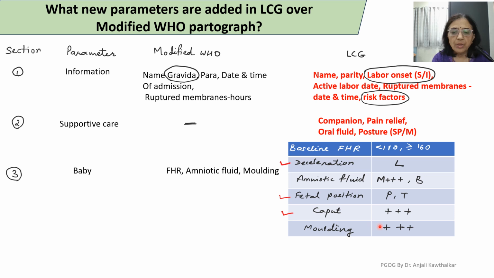And molding 3 plus. As you all know, grade 1 or 1 plus molding is when sutures are approximated. 2 plus molding is when sutures are overlapping, but there is a reducible overlap. And 3 plus molding is when there is an irreducible overlap. So 3 plus molding is considered as an alert. Whereas baseline fetal heart rate less than 110, greater than or equal to 160 is an alert. So each parameter has an alert, that is one change, and there is an addition of 3 new parameters: deceleration, fetal position, and caput.